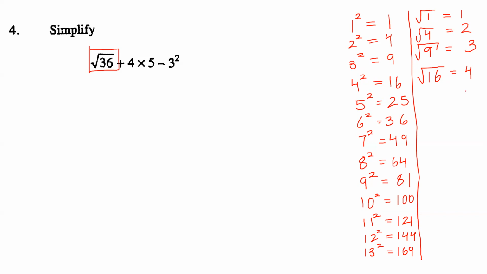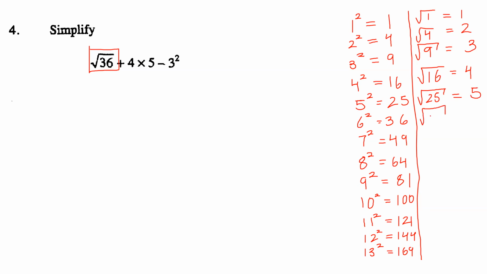Very good. So we ask ourselves what number times itself gives us 16, the answer is 4. And what number times itself gives us 9, the answer is 3. And what number times itself gives us 4, the answer is 2. So what number times itself gives us 25? 5, very good. So the square root of 25 is 5.